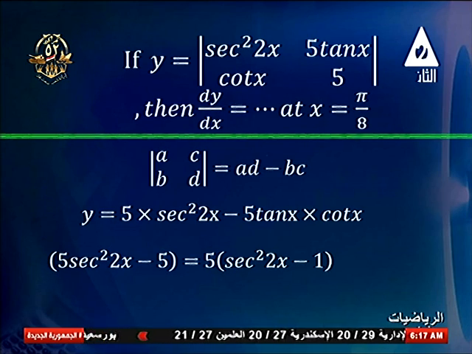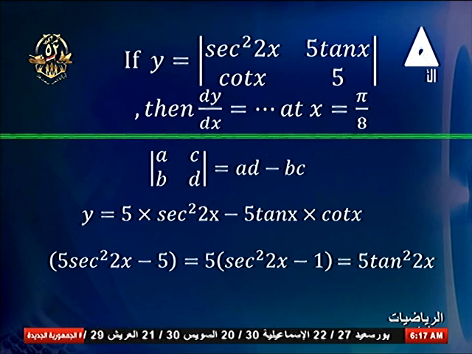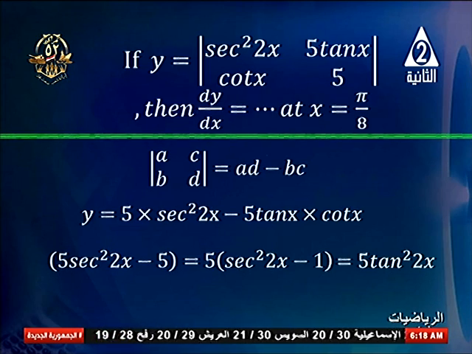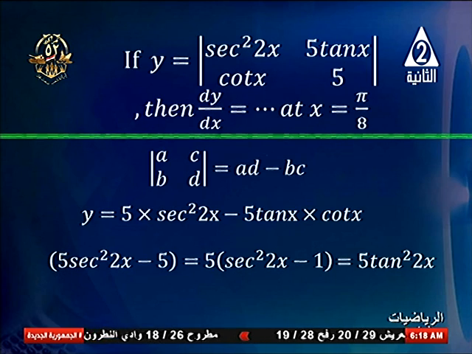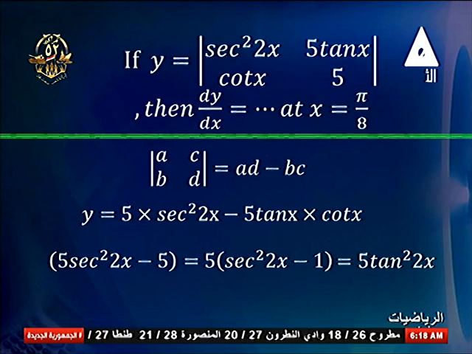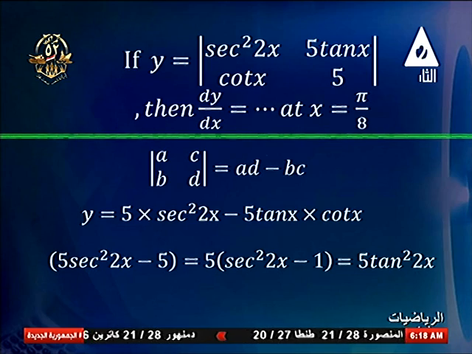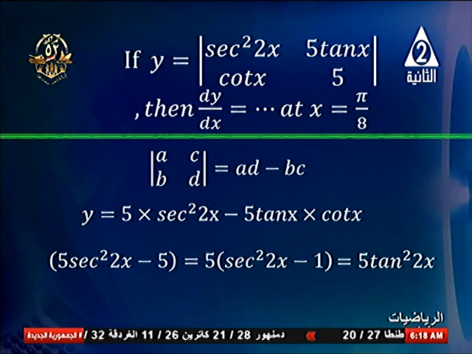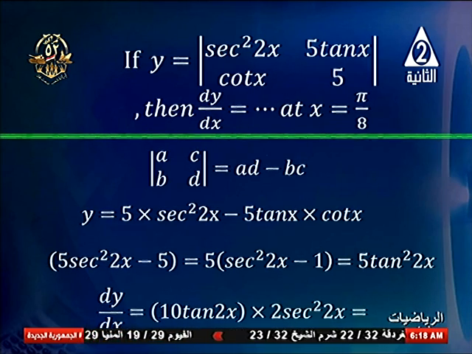What is the dy over dx? Look at, before we know the relation between sec square and tan square. What is the relation? tan square plus 1 equals sec square. Then sec square minus 1 equals tan square. This bracket contains sec square 2x minus 1 equals tan square 2x. Multiply 5. After that, we find dy over dx.